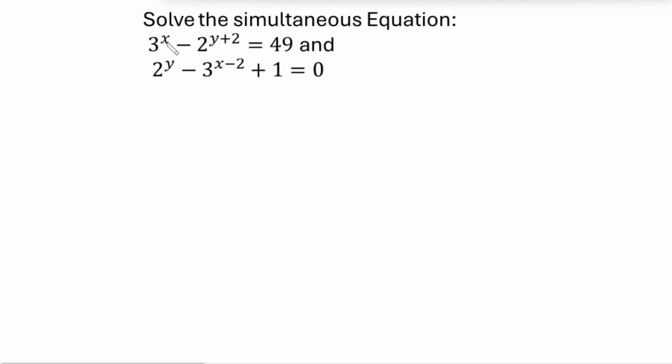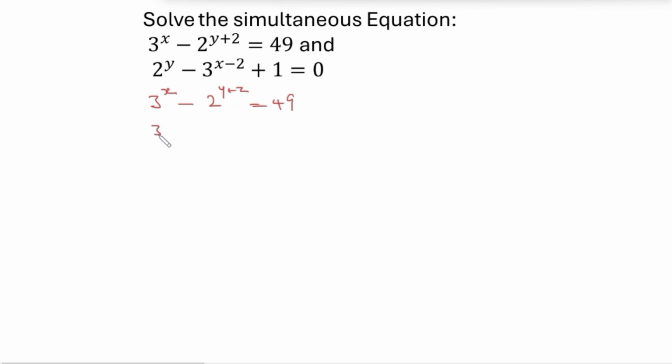We first of all take the first equation here and solve it. Let's try to solve this. Let's say 3 raised to the power x minus 2 raised to the power y plus 2 is equal to 49. This is our first equation. Let's try to simplify this.